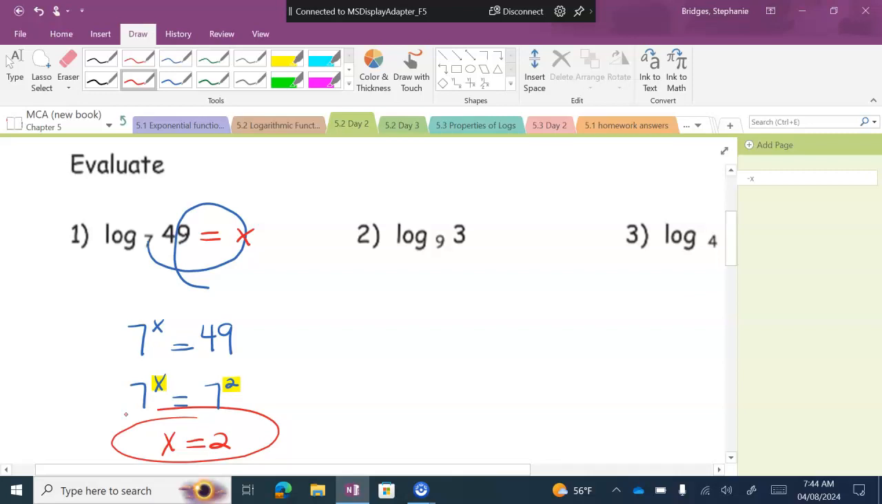So let's try number 2. We've got log base 9 of 3, and I want to figure out what that simplifies to be. So again, the very first thing we're going to do is set it equal to x. Once you have your log equation, then we can get it out of log form by taking it to exponential form. So 9 to the x power equals 3.